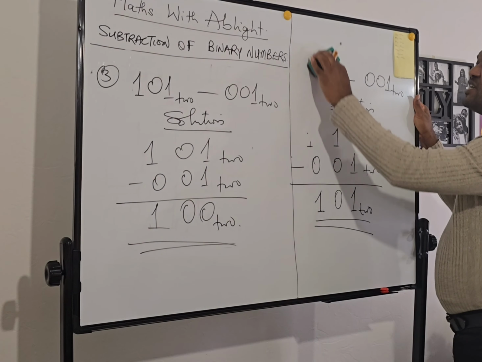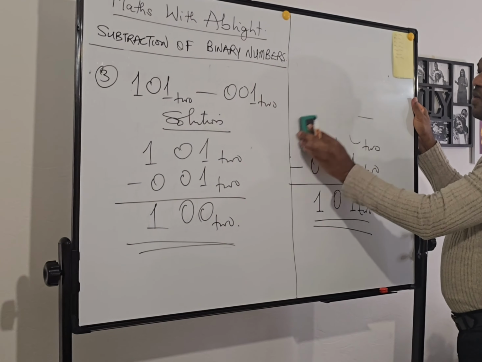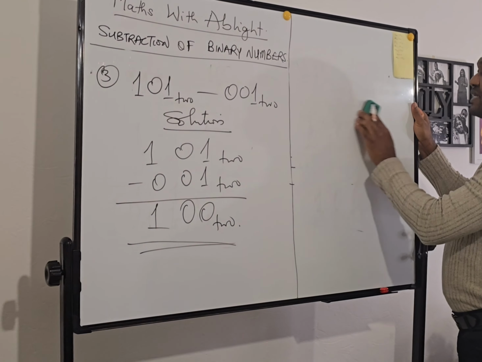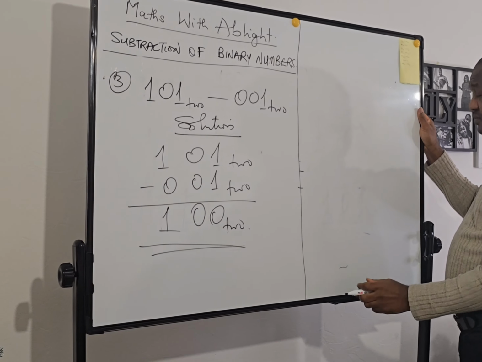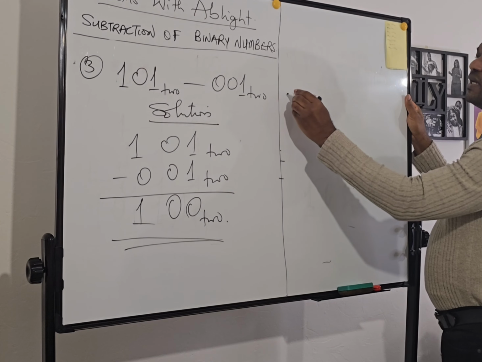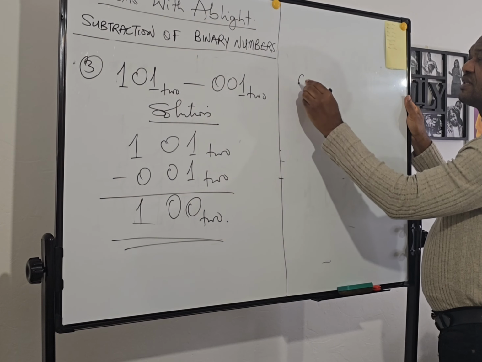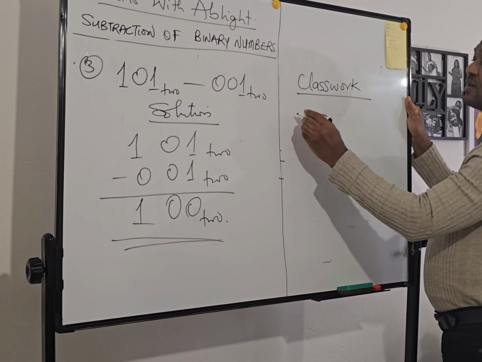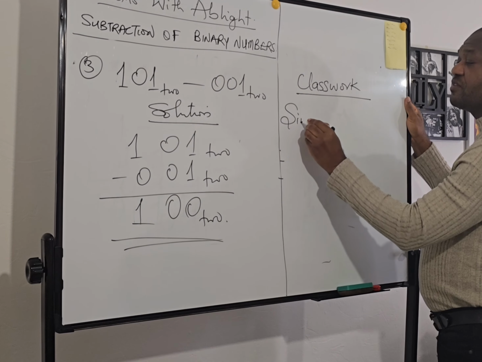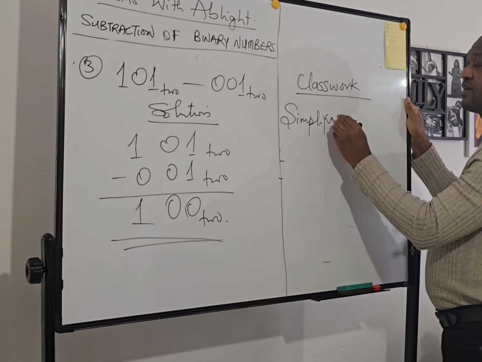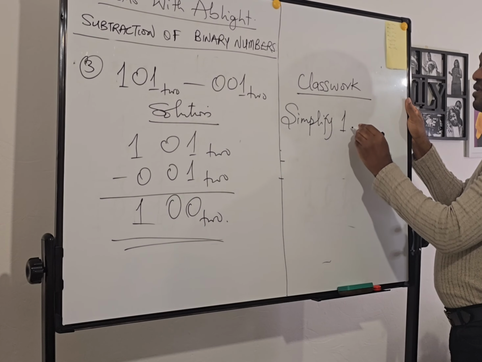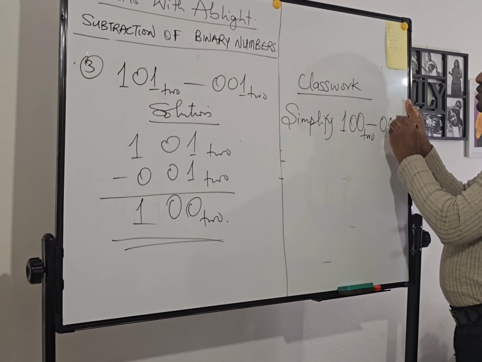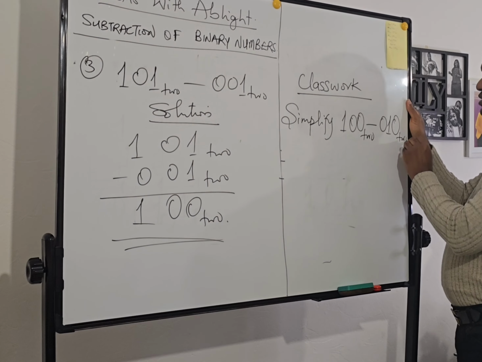Now, what will be your classwork at the end of this lesson? At the end of this lesson, your classwork is simple. I'll just call it classwork. I am saying simplify 1, 0, 0 base 2 minus 0, 1, 0 base 2.